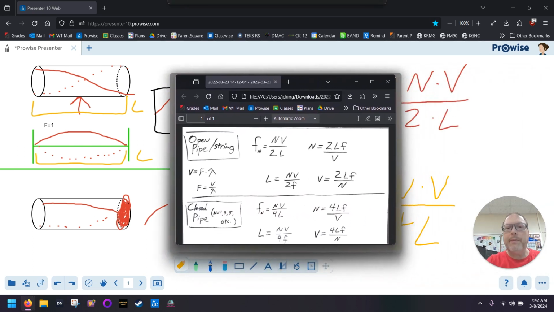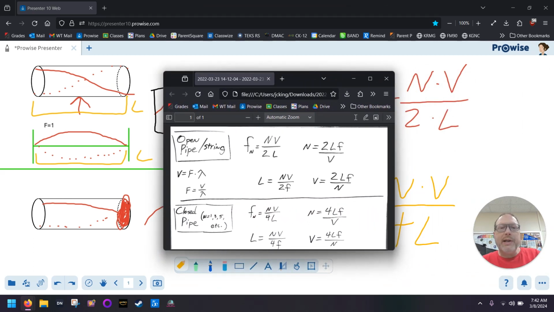Now if you go back and look at this formula chart that I made for you, the reason it looks like there are so many formulas is that I went ahead and algebraed out everything else that you might need. So that's if you're trying to find the frequency. This is if you're trying to find the number of the harmonic, the length of your string or pipe, or the speed of that wave. And the same thing down here for the ones with closed pipe.